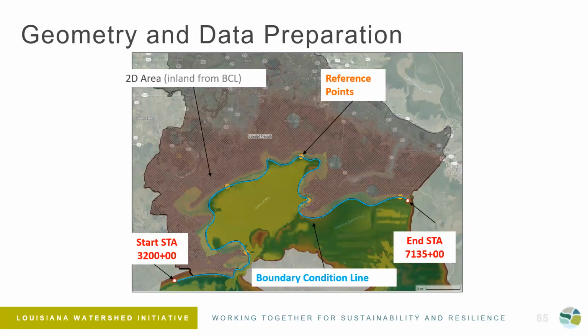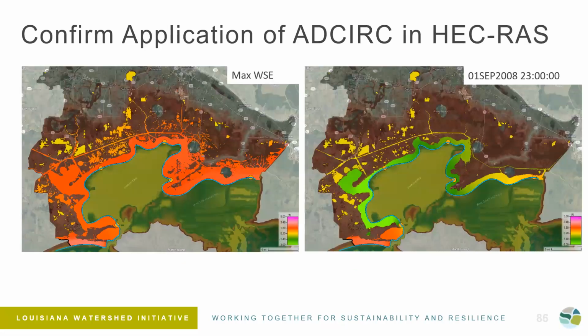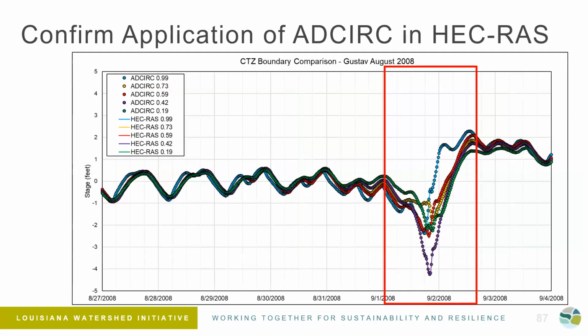So this is the boundary we ended up picking. You can see the Vermilion there. What we wanted to do is confirm that the RAS model is seeing the boundary data from the ADCIRC model. So this is basically confirming that what we have, you can see the ADCIRC is in basically the circles and the RAS is the lines.